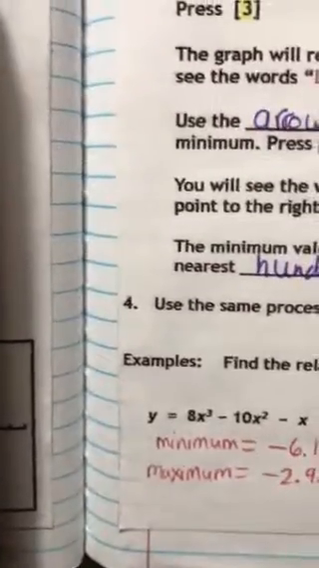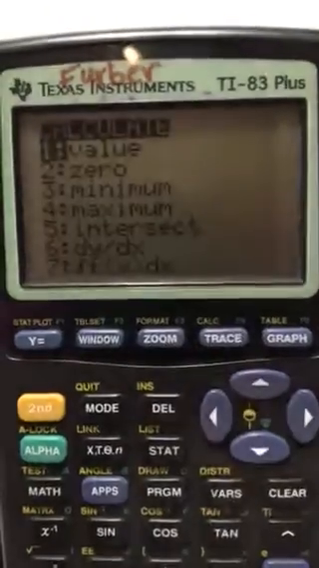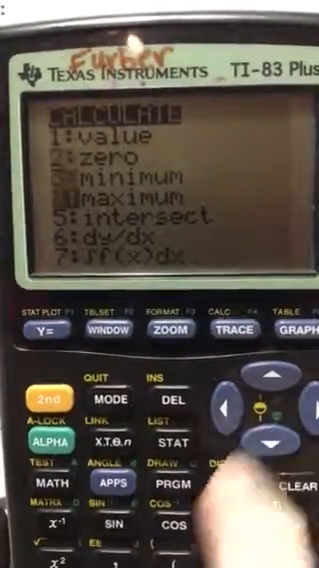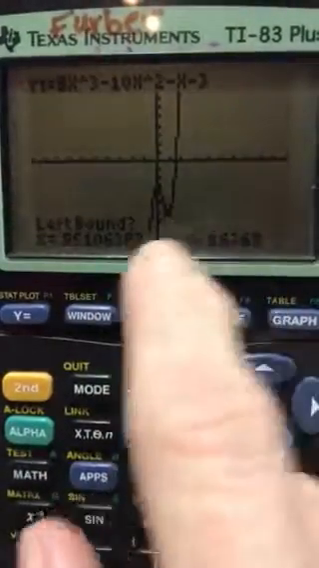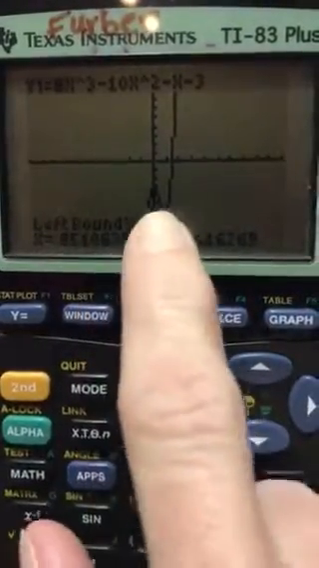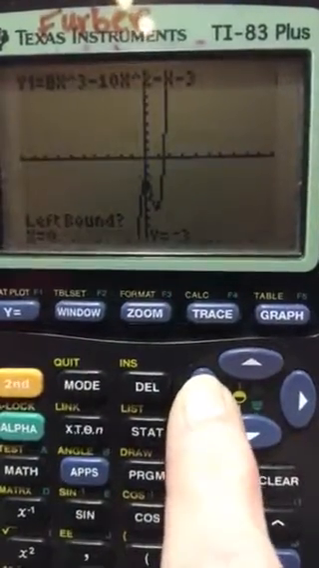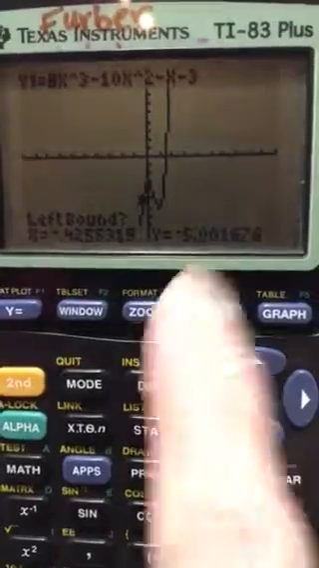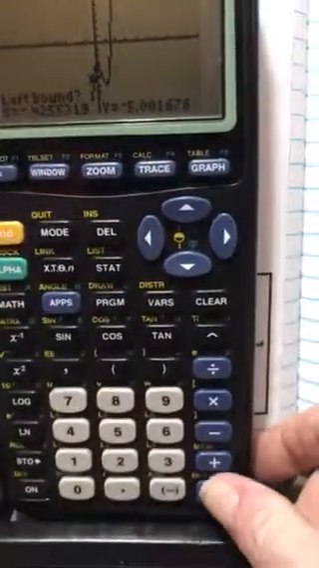Now I can do the same thing with the maximum. So I'm going to go back to second calc, and scroll down this time to number 4, because number 4 is the maximum. I'm going to push enter. Again, it's going to put the function and ask you, where is the left side of the maximum? Well, the maximum is going to be here. So I'm going to move the arrows back to the left, about right there to the left of where the maximum is, and push enter.